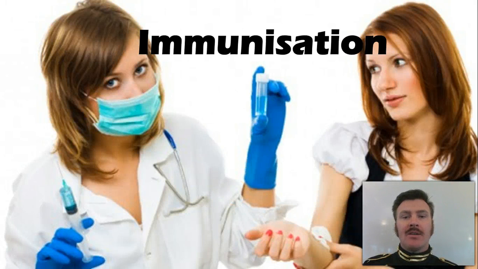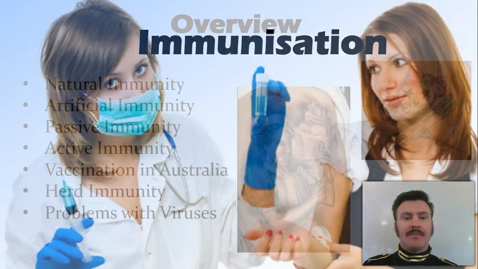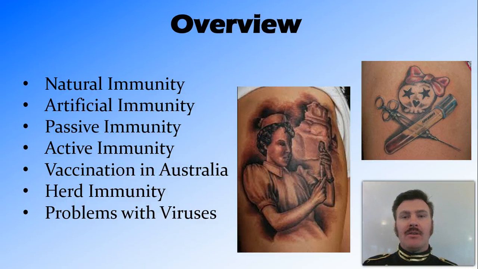In this video, we're going to look at immunisation. We're going to talk about natural immunity, artificial immunity, passive immunity, and active immunity, as well as how we do vaccinations in Australia and how herd immunity affects those people who aren't vaccinated, and the problems with viruses.